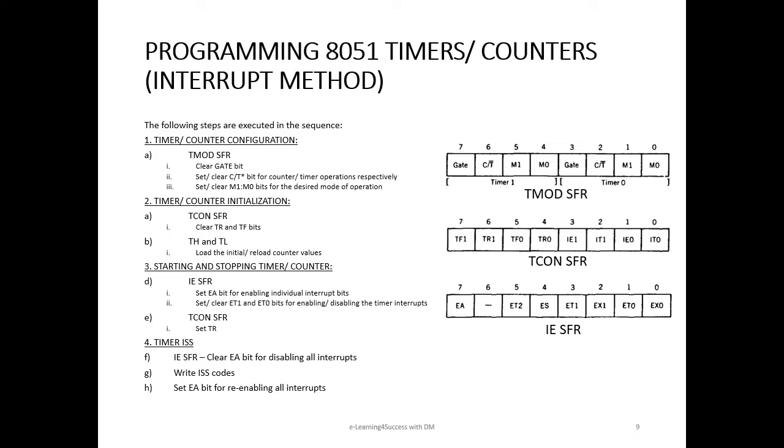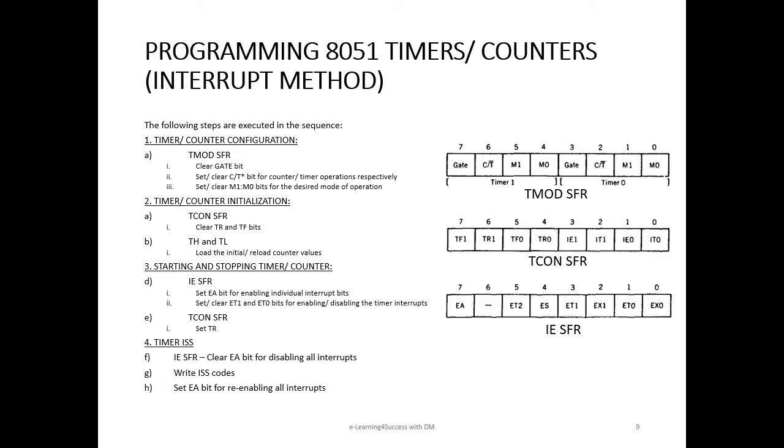Inside the interrupt service subroutine, we will first clear the EA bit of the IE special function register. This will temporarily disable all the interrupts for the duration of execution of the current interrupt service subroutine. After this, if required, the timer is stopped by clearing the TR bit of the TCON special function register. Or if we want the timer to continue counting, then we have to reload the initial count value in the counter registers. Unlike the polling method, here we need not clear the TF bit as it will be cleared automatically when the interrupt is serviced. At the end of the interrupt service subroutine, we will re-enable the interrupts by setting the EA bit of the IE special function register.